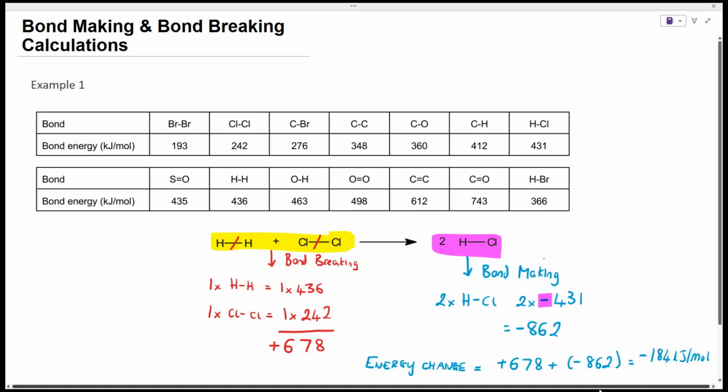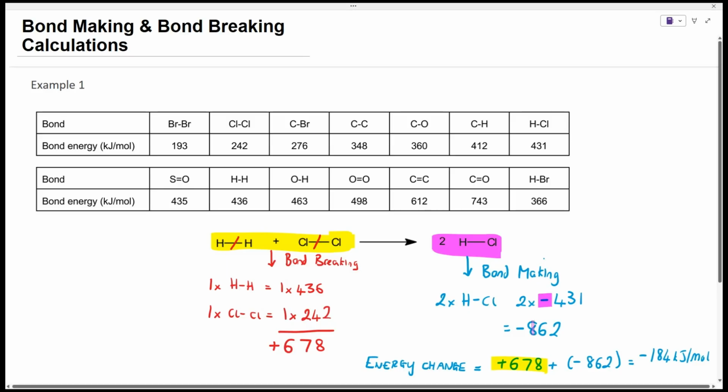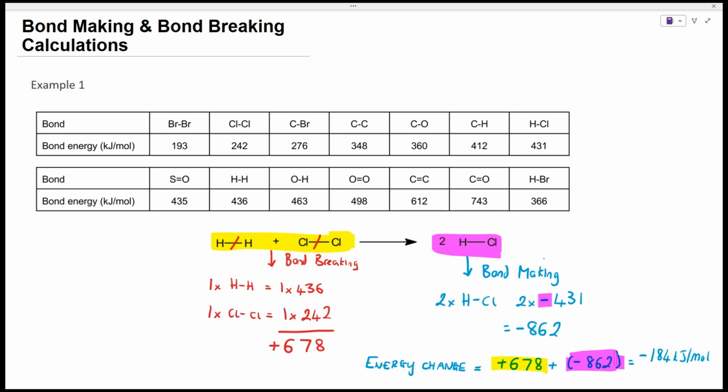So what I've done down at the bottom, I have basically taken my 2 numbers. I've taken my positive 678, and I have also taken my negative 862, and I've just added them numbers together. I've just taken the sum of them numbers. Okay, and the answer is minus 184. So that's the first example. Hopefully that is fairly easy to follow. That's a fairly simple example. We're going to look at some trickier ones in example 2 next.